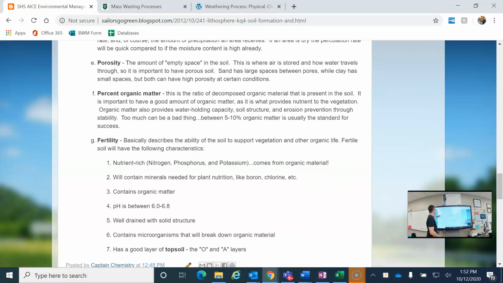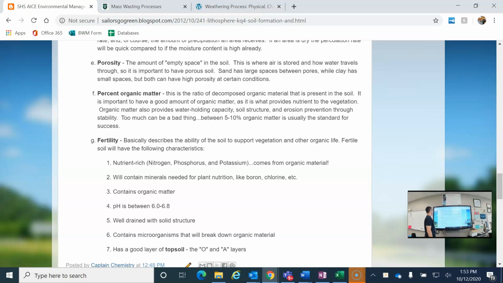Percent organic matter is the ratio of decomposed organic material that's present in the soil. So you do want a good amount of organic material, but you do not want it to all be organic material because then there's not the parent material there to provide the structure. So you only want about 5 to 10% organic matter for being successful in terms of farming and growing things. And fertility. Fertility basically describes the ability of the soil to support vegetation and other organic life.